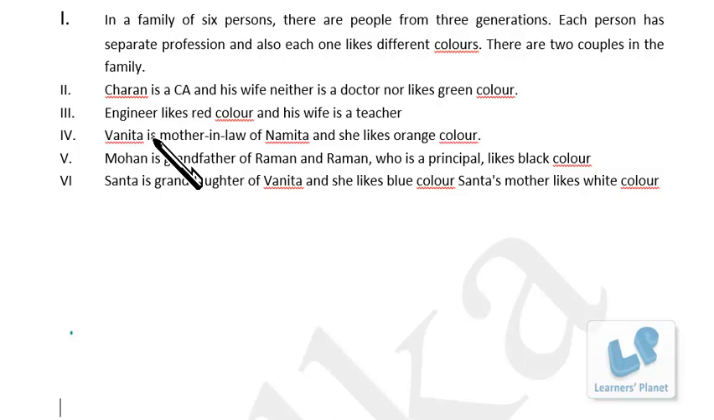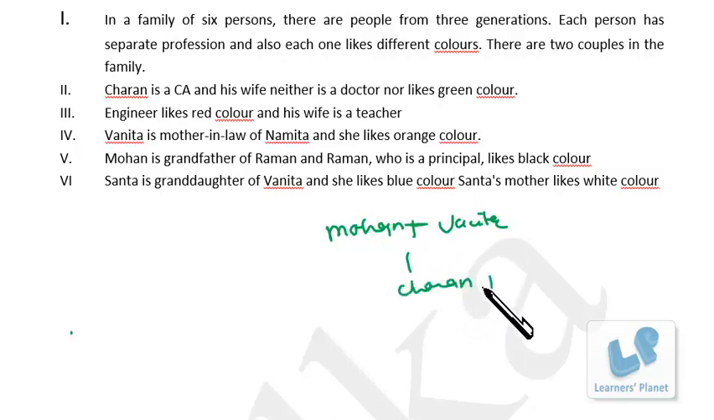Now Vanita is the mother-in-law of Namita and she likes orange color, and Mohan is the grandfather of Raman. That means Mohan is from the first generation. And Vanita is the mother-in-law of Namita, that means Mohan and Vanita are the first generation, husband and wife. Second generation, Charan and his wife, and since Vanita is the mother-in-law of Namita, she must be here, Namita. And then the third generation, Santa and Raman.